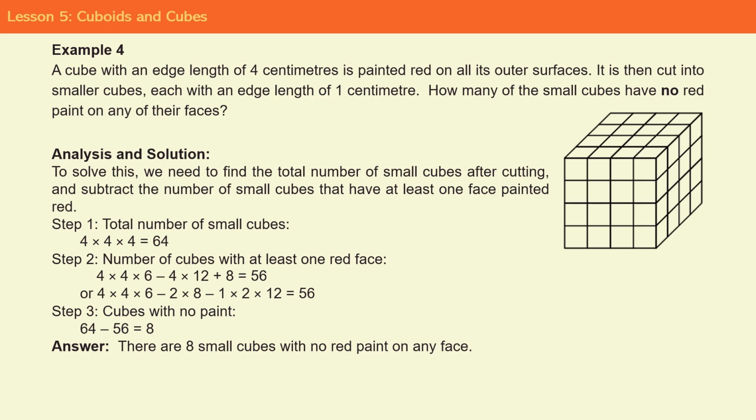Step 1. Calculate total number of small cubes. 4 times 4 times 4 equals 64. Step 2. We can have 2 methods to count the number of cubes with at least one red face. Method 1. First, calculate the total number of painted faces. 4 times 4 times 6 equals 96 faces.